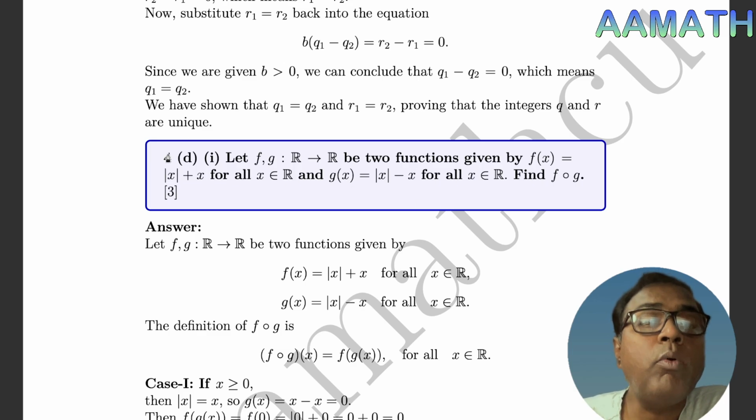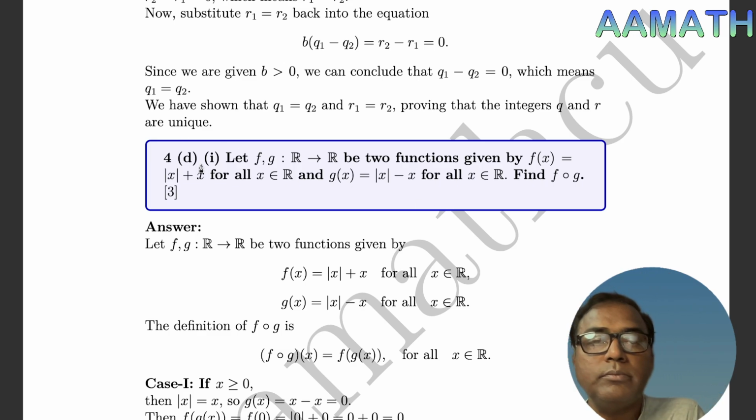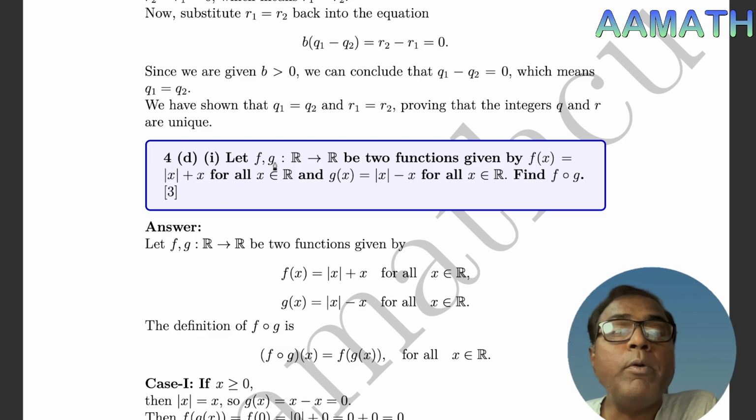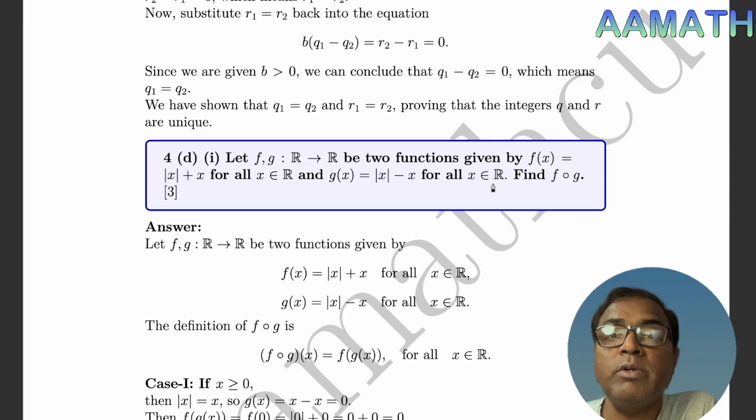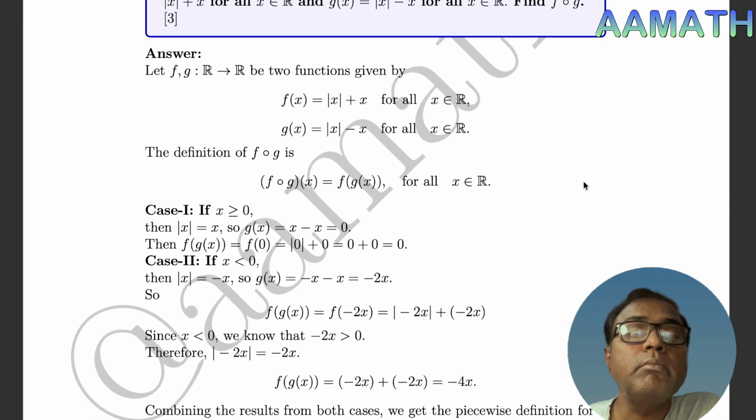Next question 4D1. Let f, g from the set of real numbers to real numbers be two functions given by f(x) = |x| + x for all x belongs to R, and g(x) = |x| - x for all x belongs to R. Find f∘g. Now we know f∘g means (f∘g)(x) is equal to f(g(x)) for all x belongs to the set of real numbers R.